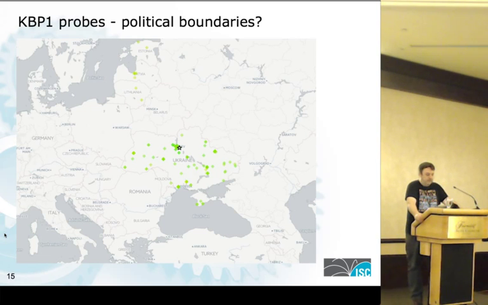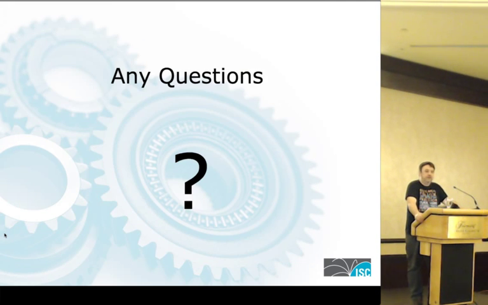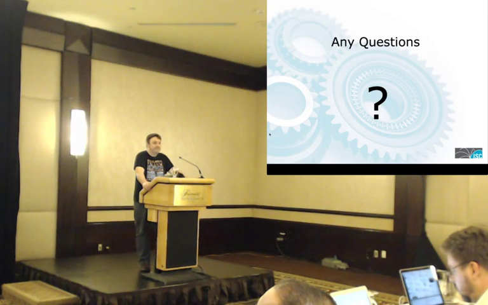I think a prime area for future expansion of F-Root is going to be large parts of the Middle East. That node in Tel Aviv is clearly very, very good for the Israeli community, but it doesn't do anything else for the rest of the region. And that's it. That's the pretty pictures done. If you have any questions, please shout up.